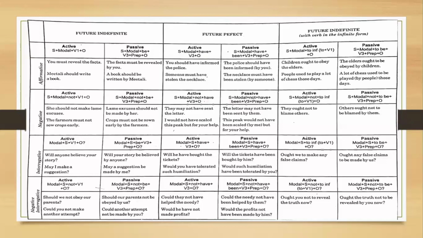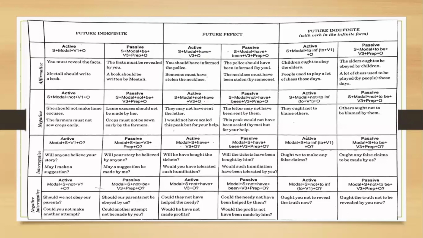Now interrogative. Will he have bought the tickets? Now simple sentence. He will have bought the tickets. What will be? The tickets will have been bought by him. The helping verb, that is will, comes in front. Will the tickets have been bought by him? Would you have tolerated such humiliation? Would such humiliation have been tolerated by you?